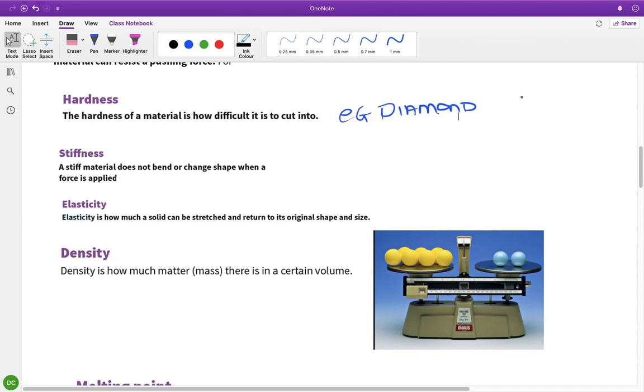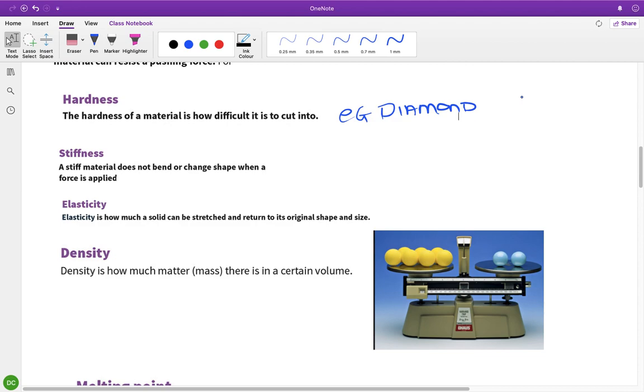So if you look, most industrial saws and things like that would have diamond tips. And that way they would be able to cut pretty much anything.